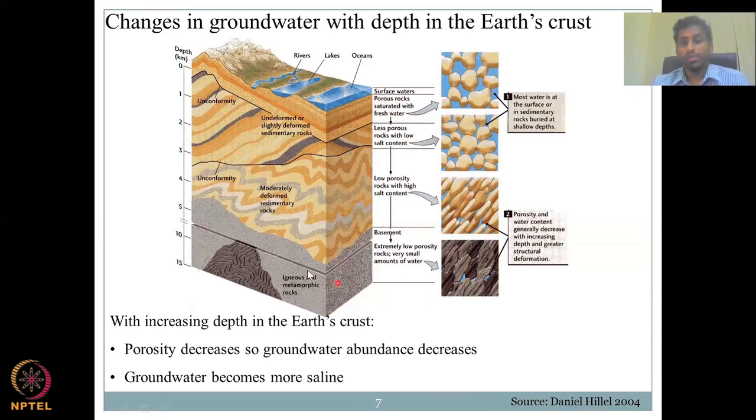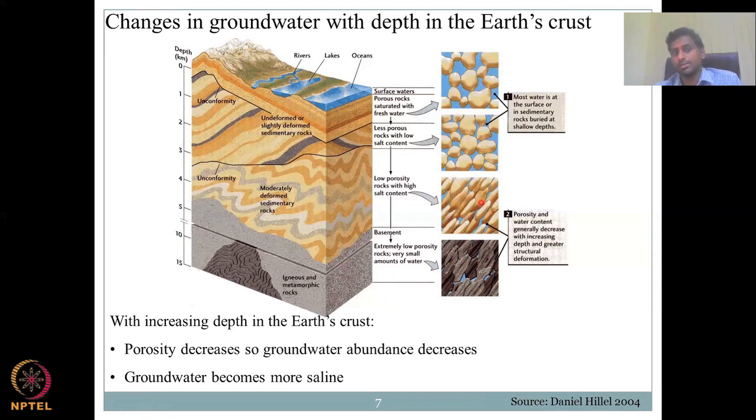And then when you go down to the bedrock kind of region, there is extremely low porosity, extremely low space for air or volume of water to be stored. So very small amounts of water are stored. So water goes to the first phase, then slowly goes down. And then in the second phase, which is more consolidated rocks, you don't have much space.